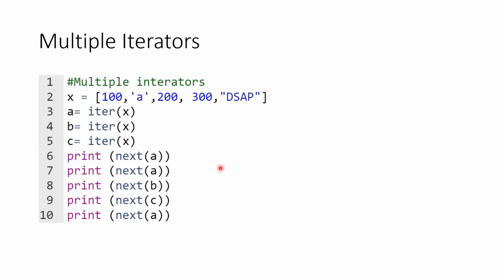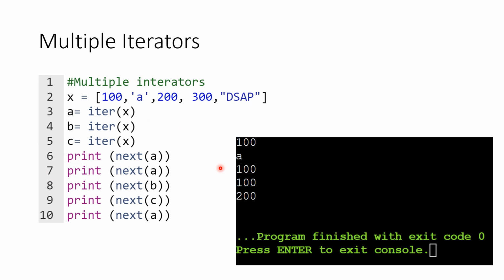Okay, before moving on, if you look at the output over here, for line number 6 we got 100. For line number 7 we got the value A as an output. And for B, since we are starting afresh, it will access the first element, that's 100. And C is also starting afresh, so it will be 100. And A, the third time we are using it, so indexes 0, 1, 2 will be accessed. That will give you the value 200.